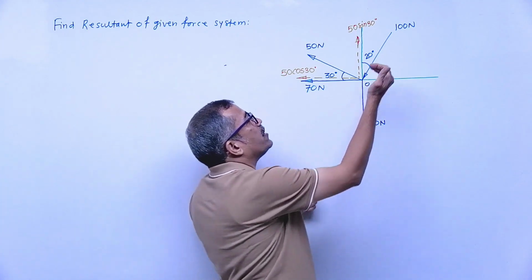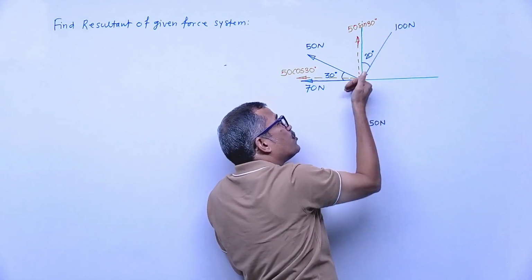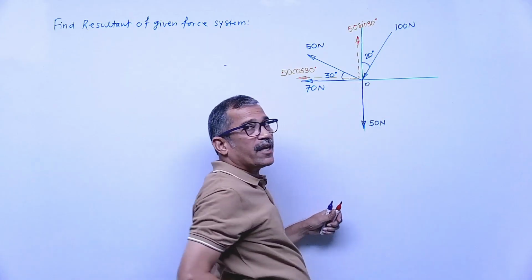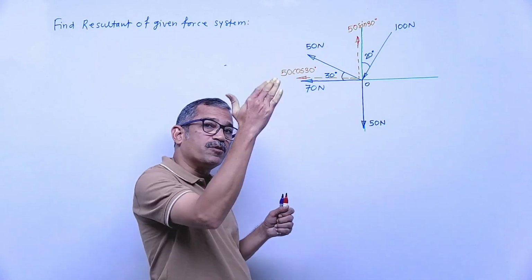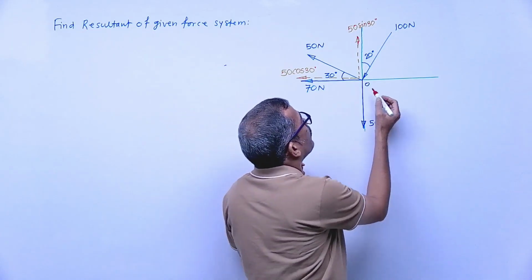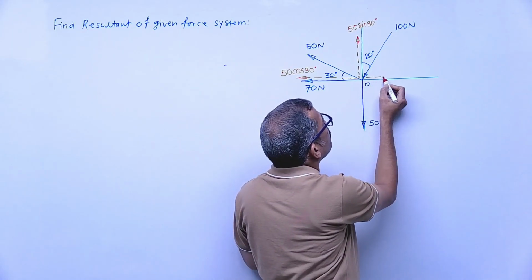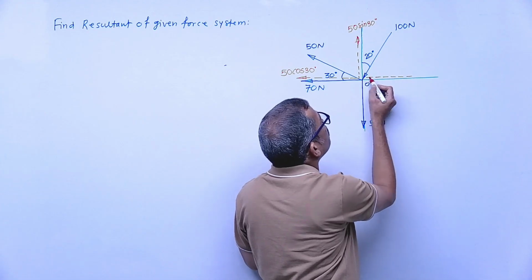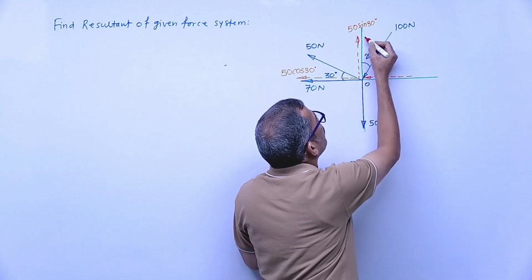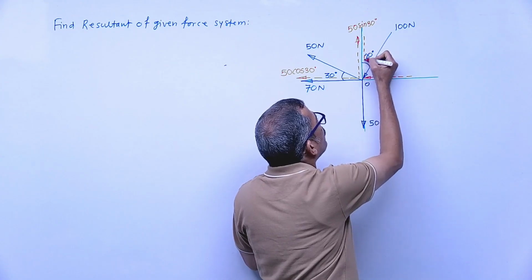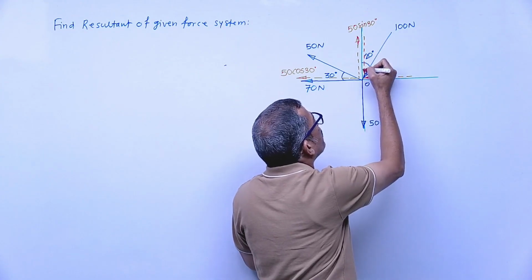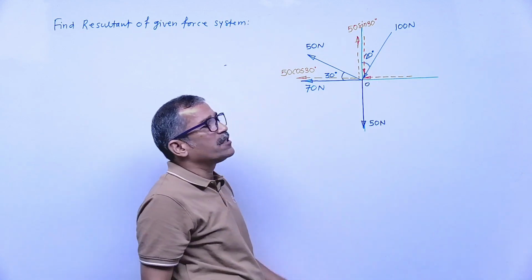Now see the nature of the 100 Newton force. It is acting towards point O, which means push type. The components must be push type, which means towards point O. The horizontal component is towards point O, and the vertical also towards this point, right? The angle of the force is given with vertical.